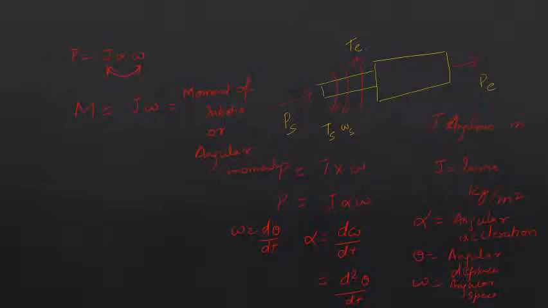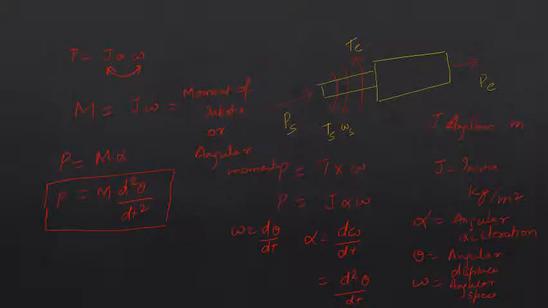So now I can write our equation with respect to M, P. So P I can write as M into alpha, and M into alpha I can write as M into d square theta upon dt square. Okay, so that's our swing equation. One side says that the power is the moment of inertia, or angular momentum, multiplied with respect to your acceleration.